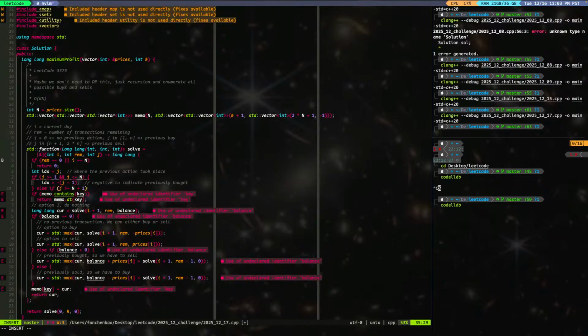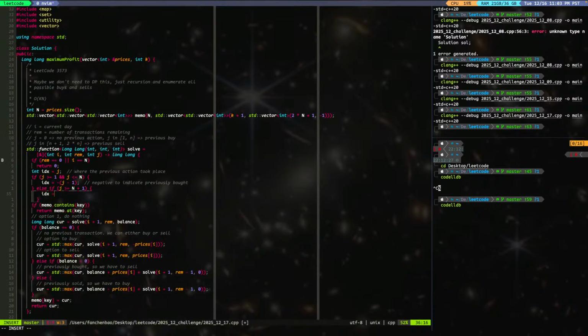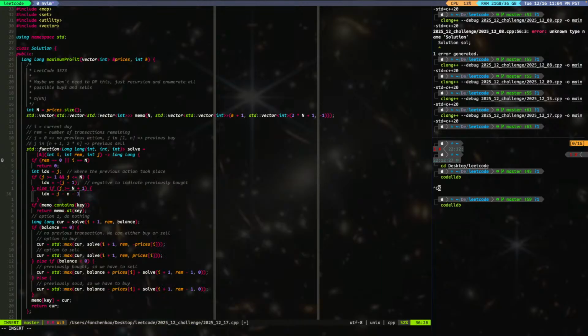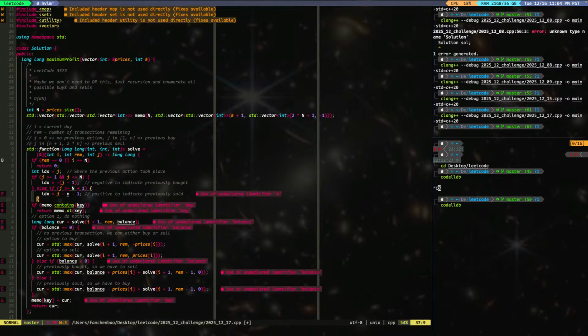Else if J is larger or equal to n plus 1, right? So in this case, index should equal J minus n minus 1. Positive to indicate previously sold. Right, okay, so I have previous sold. This actually should be done later. My bad. So we shall do this later.